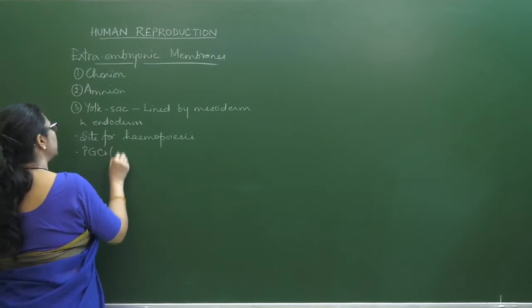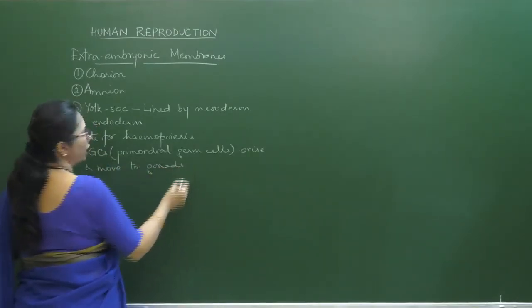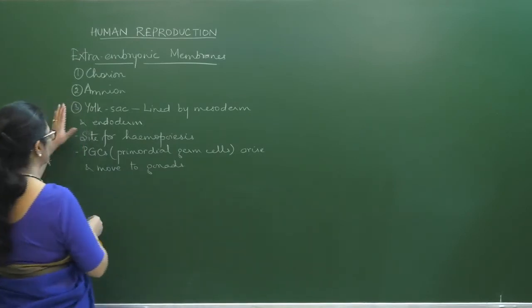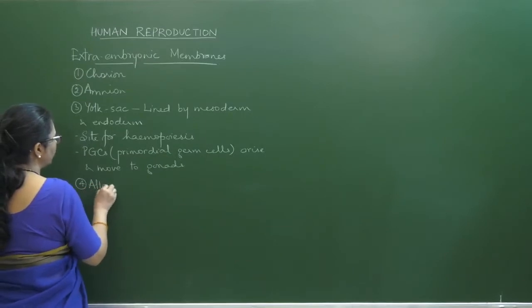Now PGCs, you see, go to the gonads. So when the gonad is formed, they will move over there and attach there. Okay, so it moved to the gonad. So that is about yolk sac. And the fourth and the last one, that is allantois.